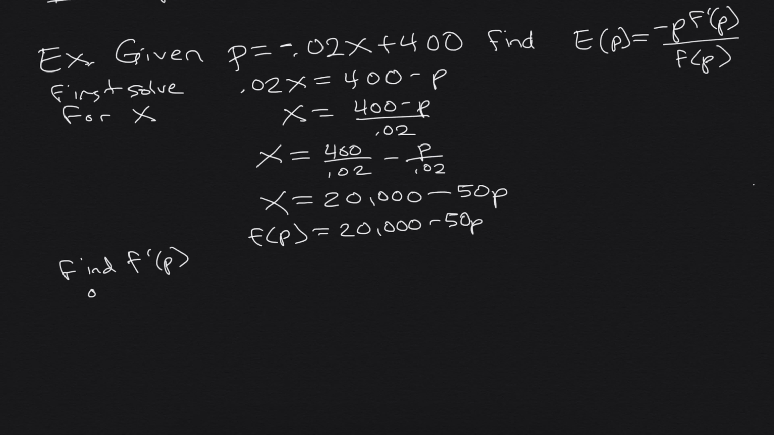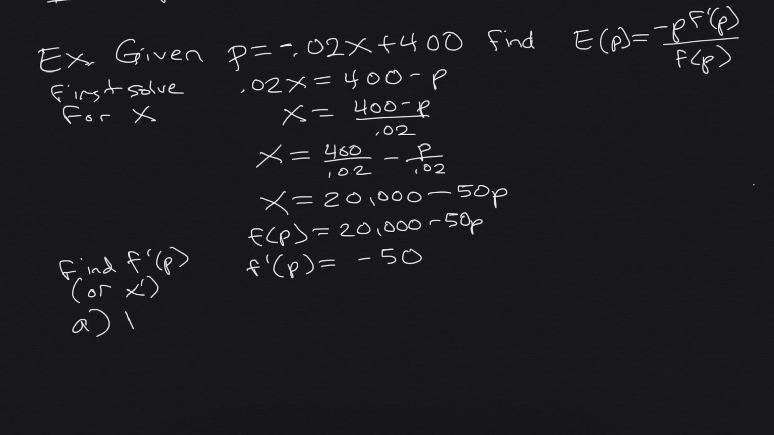Or if you wanted to call it x prime, that's fine as well. Same thing, x or f of p are the same thing in these problems. If we stick to the formula, it has an f prime of p there. Not too bad. The derivative of 20,000 is 0. I won't write the 0. The derivative of negative 50p with respect to p is going to be negative 50. So p is a variable there, so we'll take the derivative with respect to p, and I get a negative 50 for that.